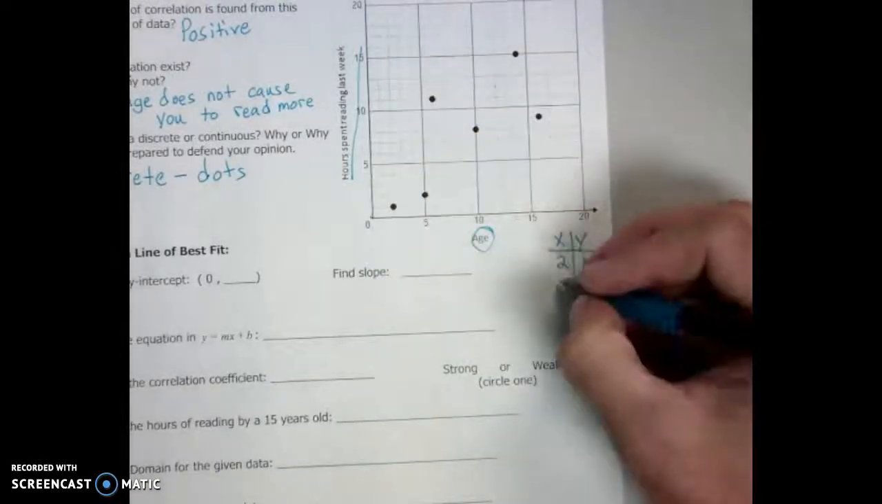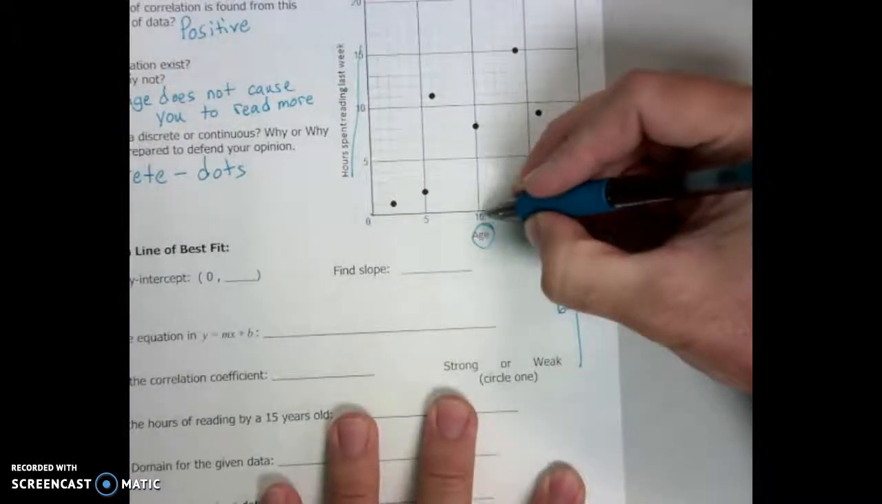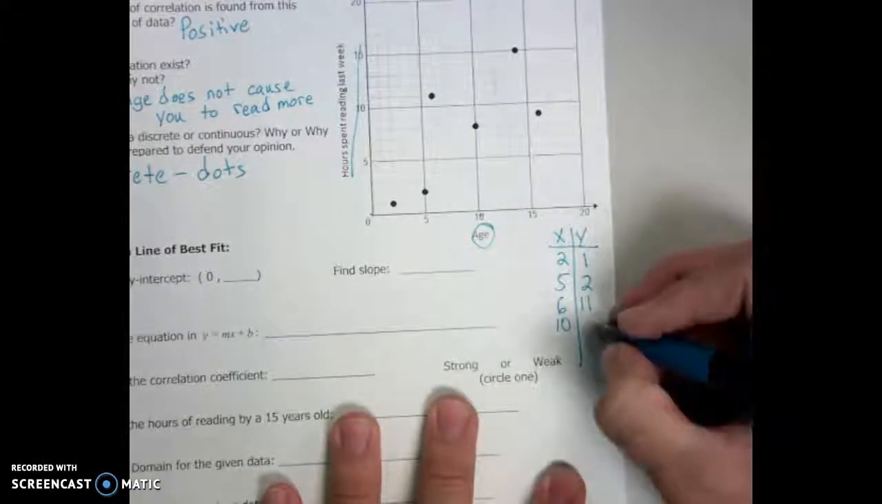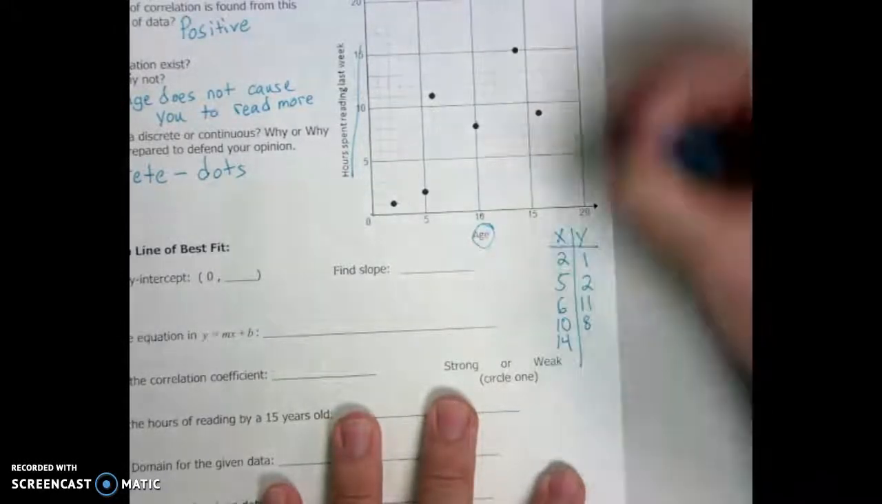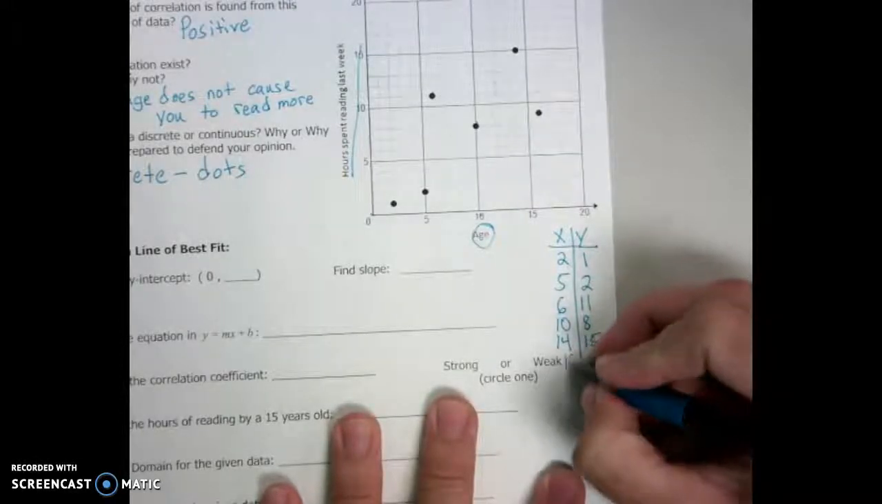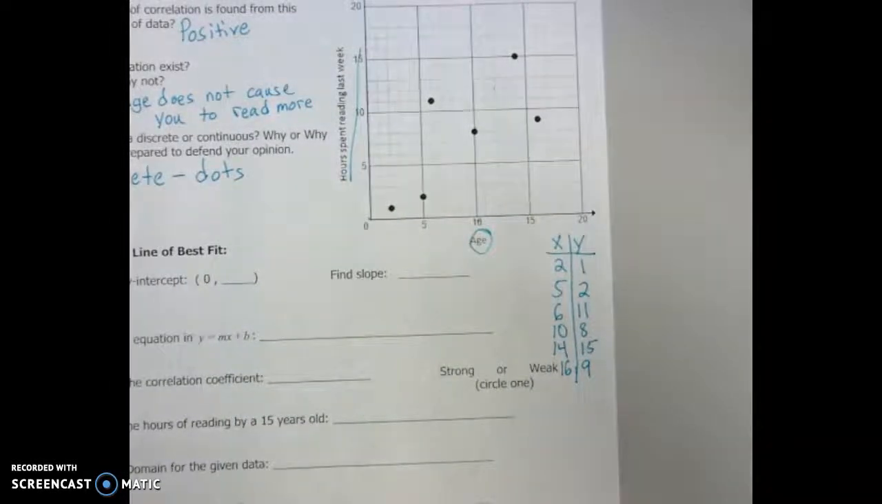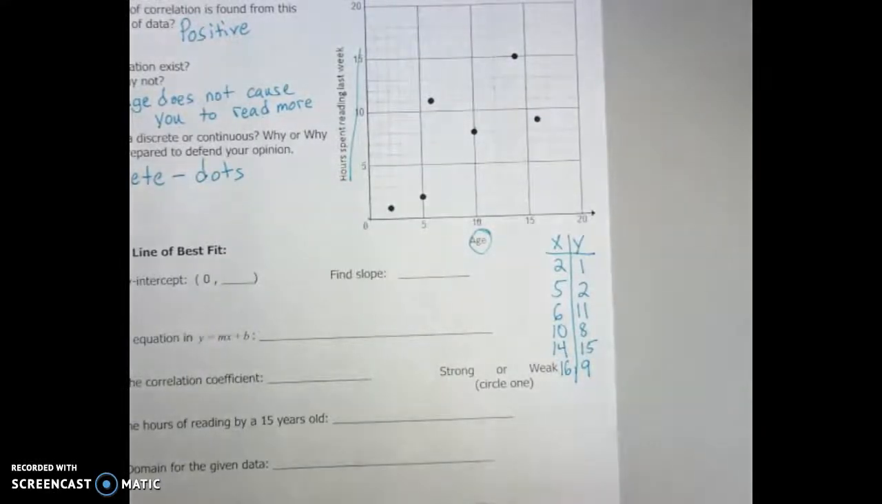Next, over 5, up 2. Over 6, up 11, over 10, up 8, over 14, up to 15, and then 16, 9. Double check your points when you do them. If you miss a point, or you write the wrong point, the whole bottom half is going to be wrong here, and you don't want that.